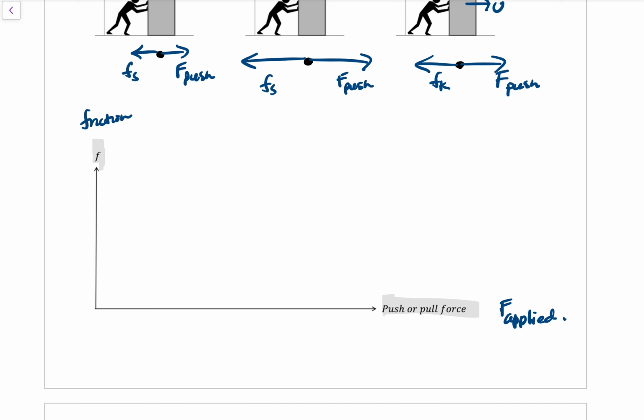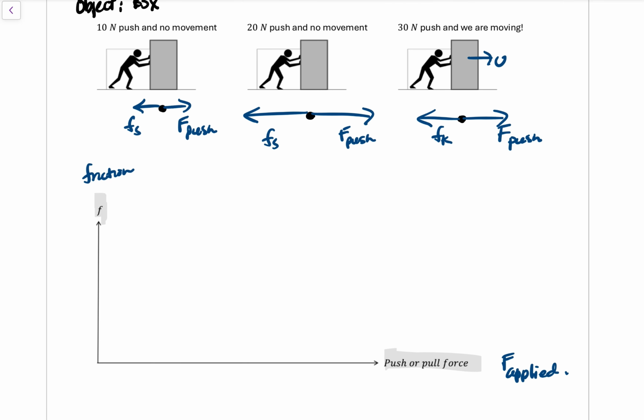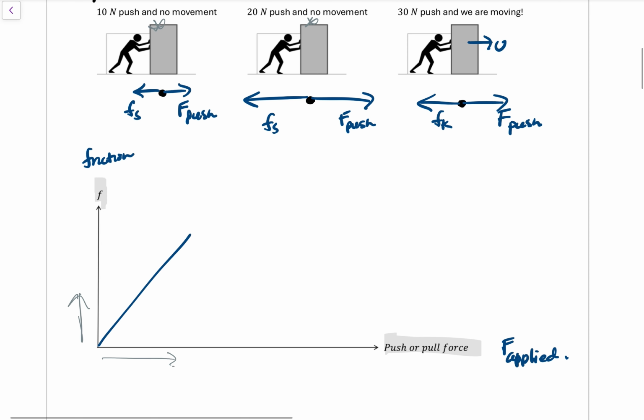Okay. And so if we think about what was going on up here in these first two spots, as I increased my applied force, right? So as I go across this way, as I increase the applied force, my friction force also was increasing. So I'm going to have something that looks kind of like this, right? As I get to a certain point, as I keep increasing my applied force, that friction force is going to match that. And it's going to keep going up to some point.